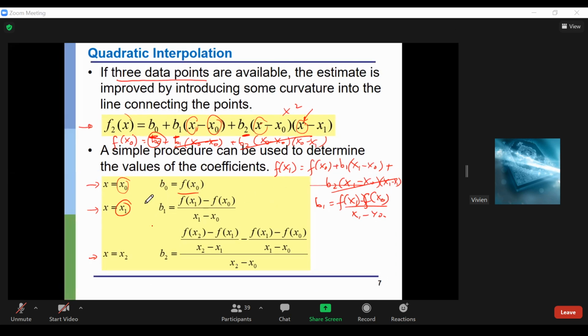Okay, and then what about p2? Again, we insert the x2 value here. When we have the x2 value, we can find p2 by substituting the values of p1 and p0. So this is the result for p2. If you look, this is the slope between x1 and x0, and this one is also the slope between x2 and x1. So p2 will be calculated by the slope at 2 minus the slope at 1, over x2 minus x0.